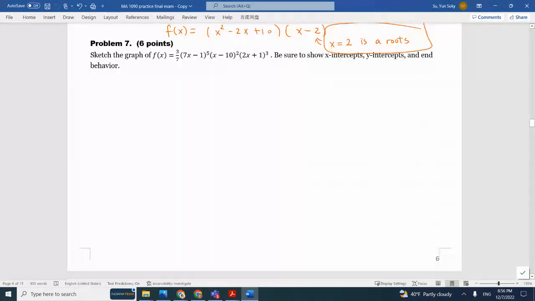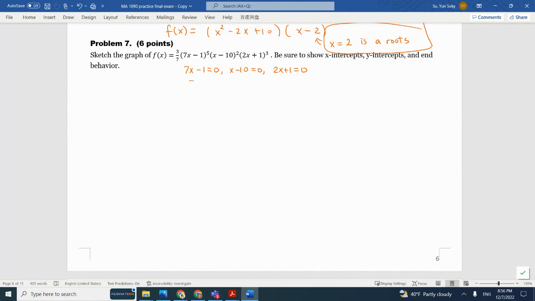Sketch the polynomial. Be sure to show x-intercept, y-intercept, and the end behavior. Okay, so first step, we find the x-intercept. Which means we set each factor of x equal to 0. So 3 over 7, this is just a number. This has no x inside, so we don't set it equal to 0. So we set the 7x minus 1 equal to 0. The x minus 10 equal to 0. The 2x plus 1 equal to 0.